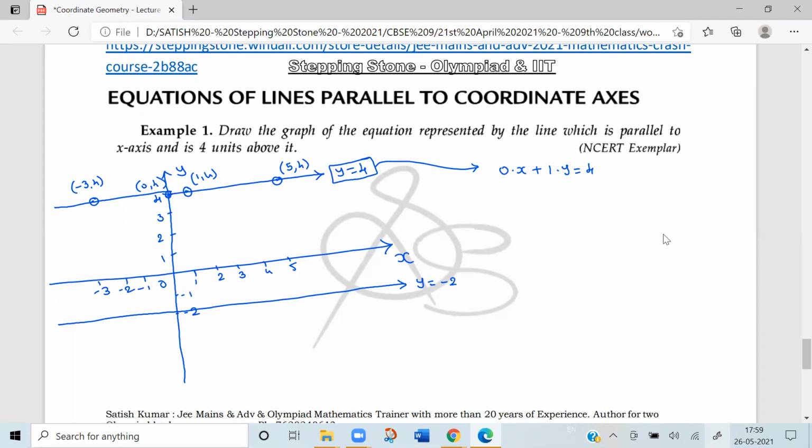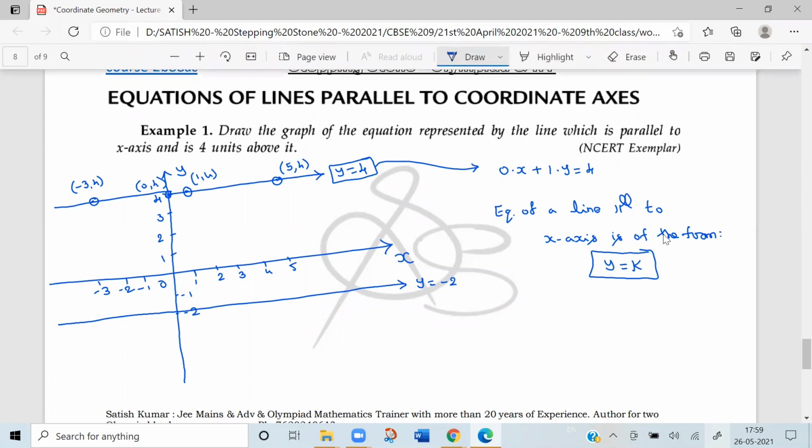Now you can say the general form of a line parallel to x-axis. The equation of a line parallel to x-axis is of the form y equal to k. This is the general form of the line parallel to x-axis. If k is positive, it will be above. When k is negative, the line will be below the x-axis.